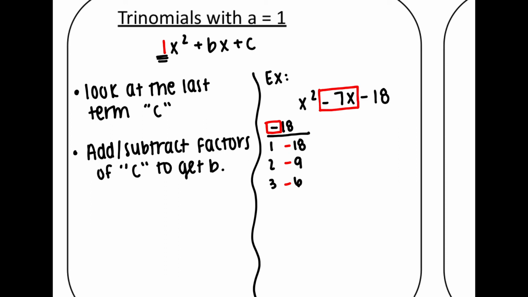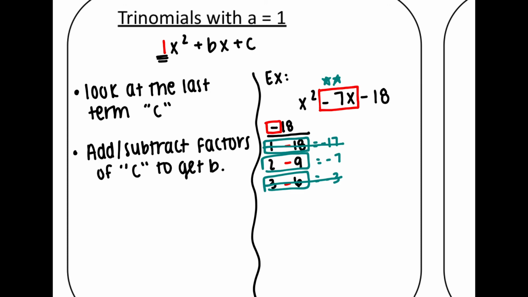Now I need these numbers to add up to that middle term, which is negative 7. So 1 minus 18, that gives me negative 17, so I know that's not going to work. 2 minus 9, that does give me negative 7, so it's possible. So you need to make sure you check the last one. 3 minus 6 gives me negative 3, so that's not the one that I need either.